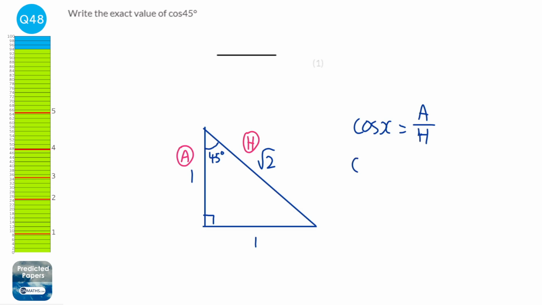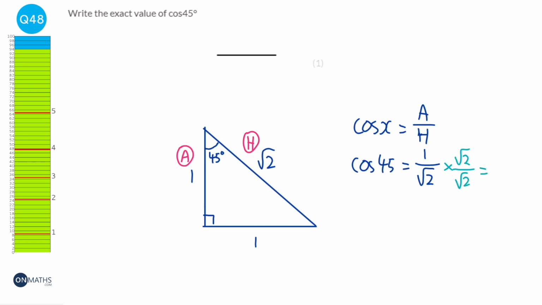The angle is going to be cos 45, and a is going to be 1, and h is going to be root 2. Now, this is a bit of a strange one with 1 over root 2, because we need to actually be able to rationalise the denominator. And basically what that means, if you haven't done surds yet, or you aren't doing surds, is you times top and bottom by root 2. And so we end up with root 2 over 2.